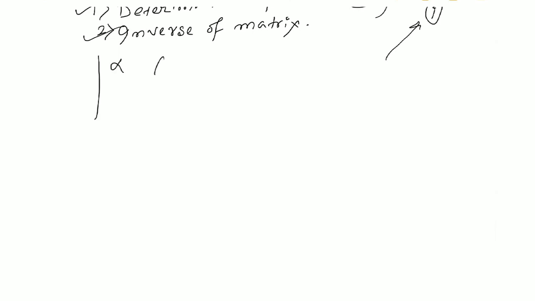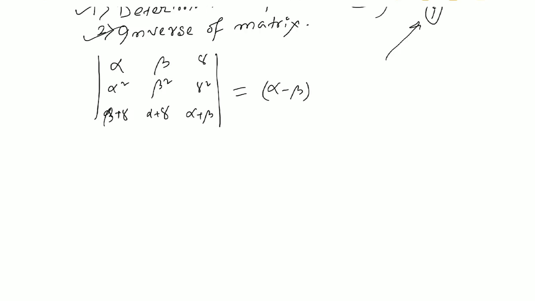Now say we have a determinant with rows alpha, beta, gamma; then alpha square, beta square and gamma square; and then beta plus gamma, alpha plus gamma, and alpha plus beta. The problem is that we need to prove this determinant equals alpha minus beta into beta minus gamma into gamma minus alpha into alpha plus beta plus gamma. We need to solve this using properties of determinant.